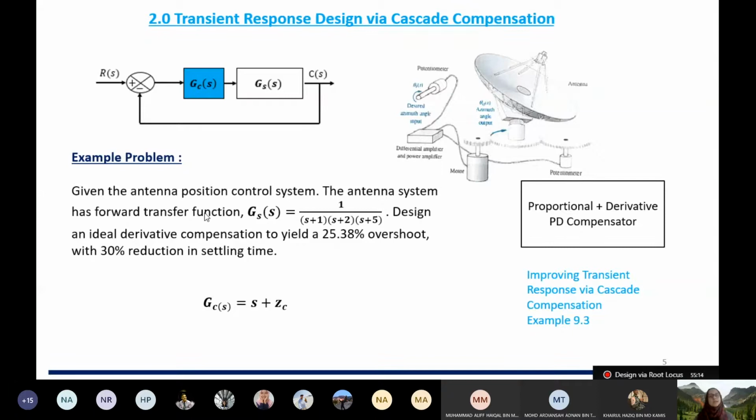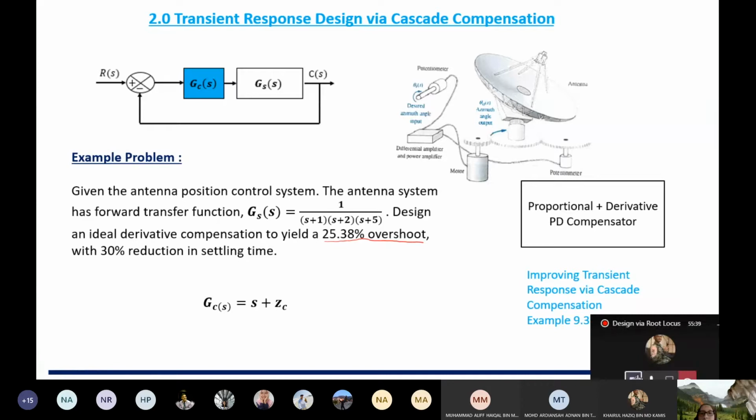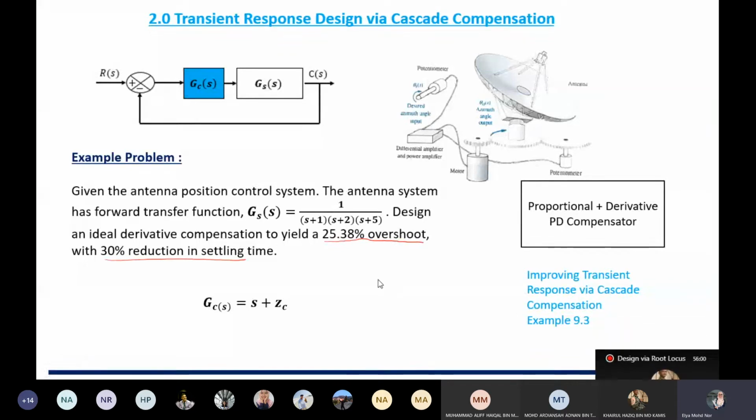So this is one example of designing a control system. Okay, so the question already gives you the constraint, the design requirement, which is 25.38% overshoot, and a reduction of settling time to 30%. Okay, so an example of antenna position control system is this one. It needs to position the antenna to move to the desired position that we want. Okay, so this is one design example where you can use a PD compensator.